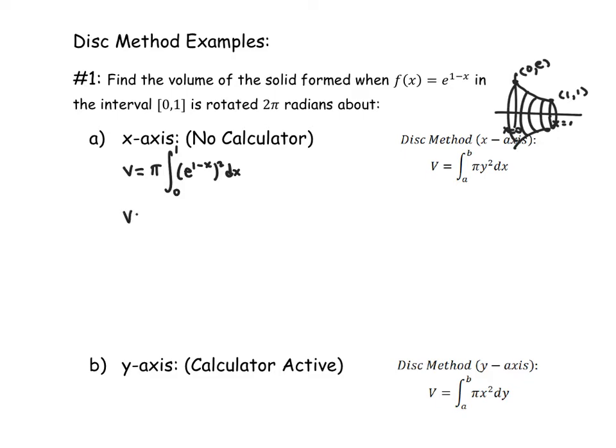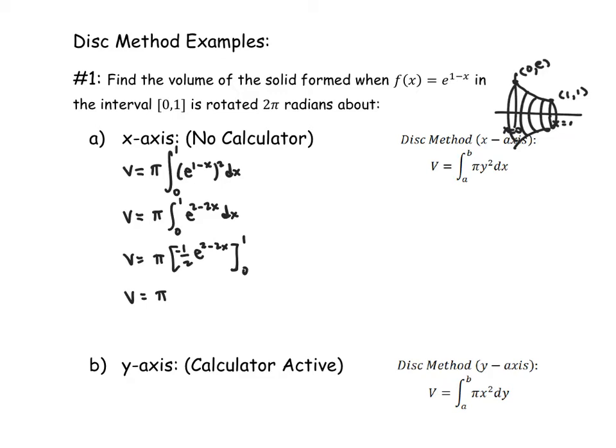All right, we just have a little bit of work to do here algebraically. So the expression on the inside, if I were to distribute a 2, would be e to the 2 minus 2x. And I can integrate that relatively easily. That will be negative 1 half e to the 2 minus 2x, and that will be evaluated from 0 to 1.